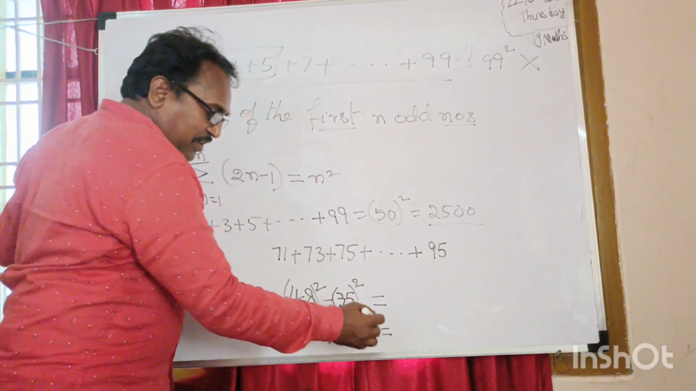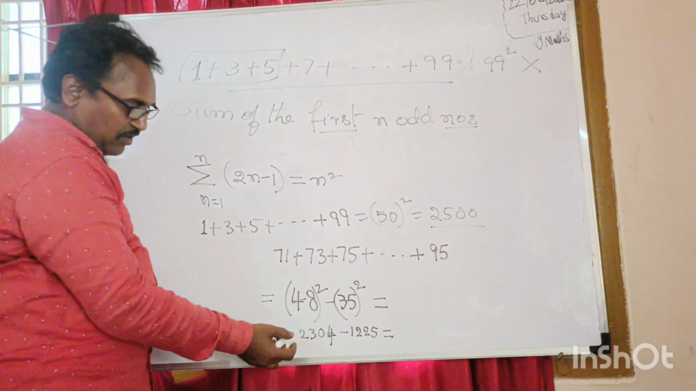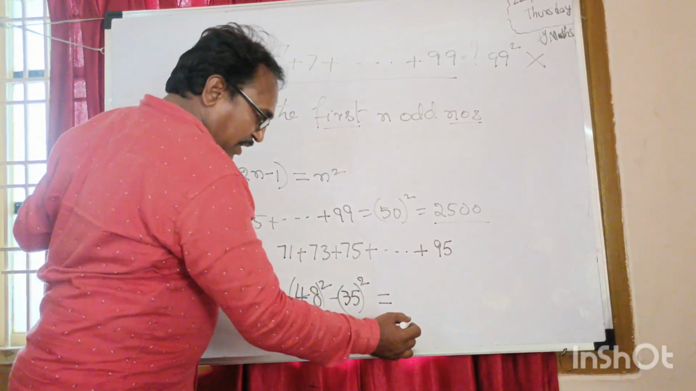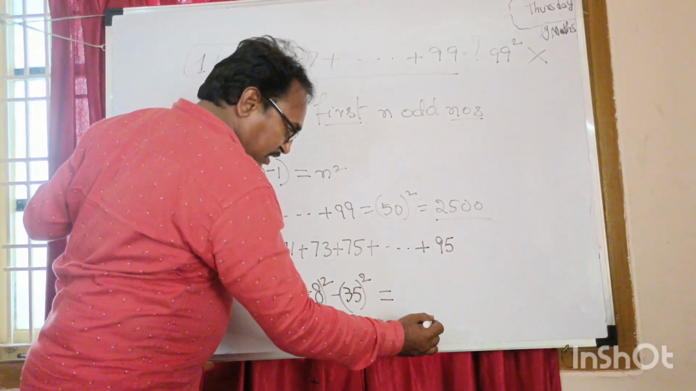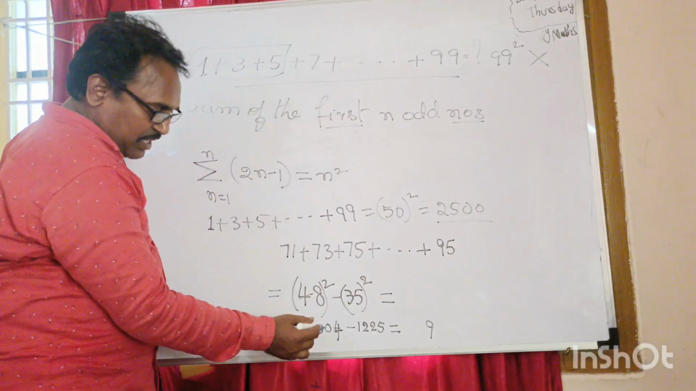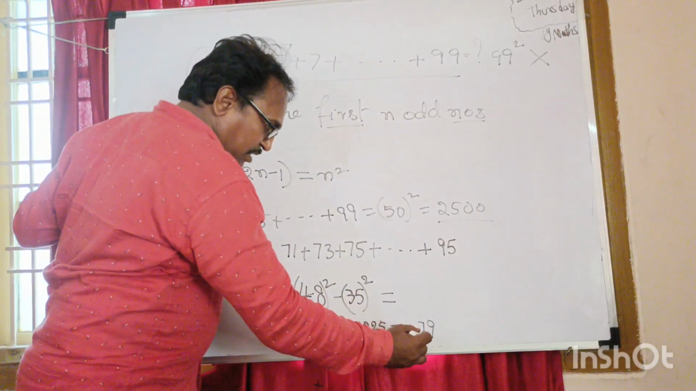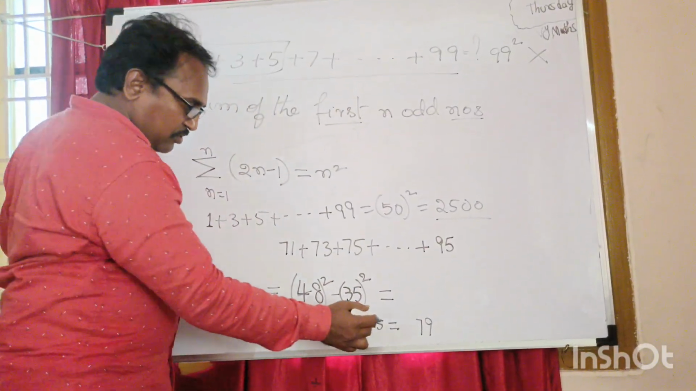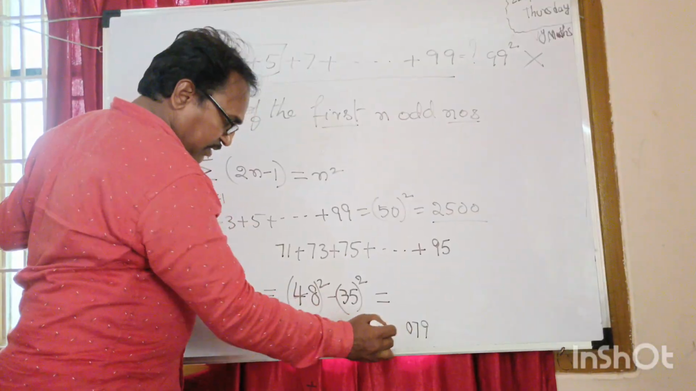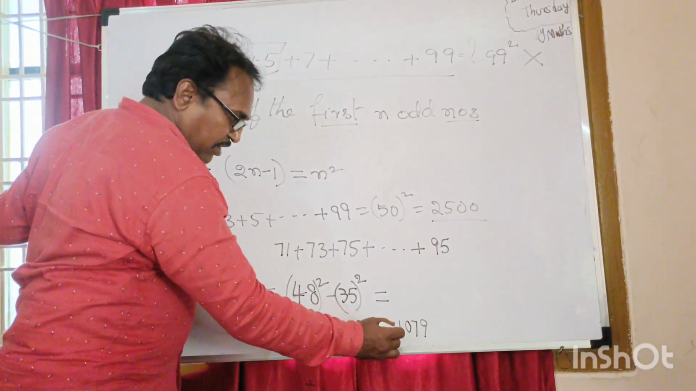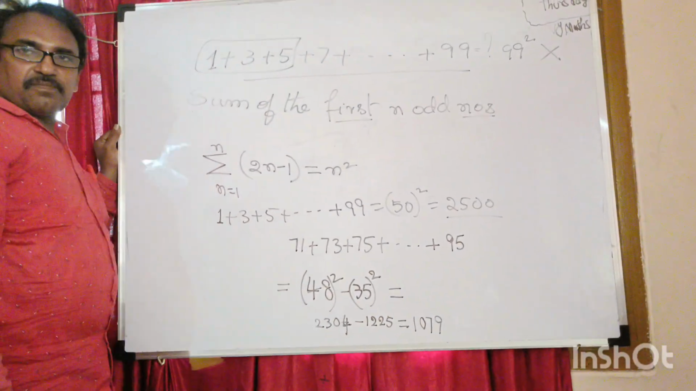So we have shortcuts for this one. I'll explain in another video. Then subtract. So 14 minus 5, which is 9. Then you have 9 minus 2, 7. Then you have 2 minus 2, 0. Then 2 minus 1, 1. 1079. That is its answer.